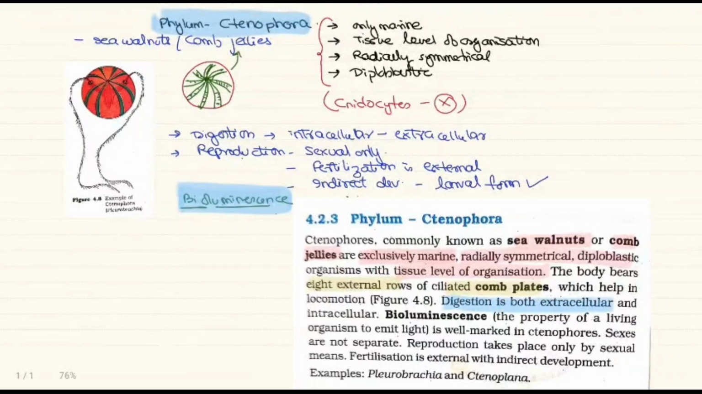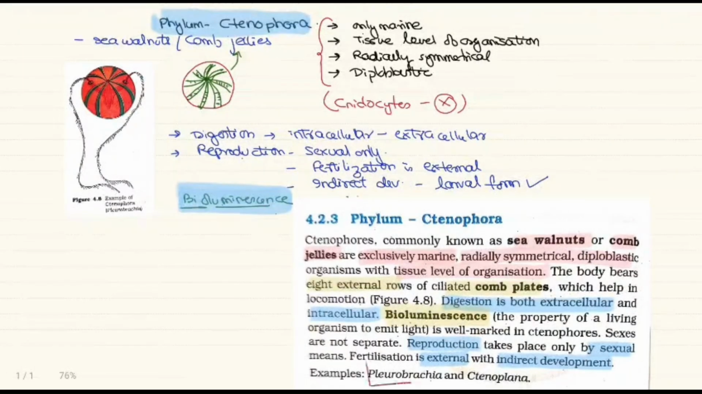Digestion, same as Cnidaria, both extracellular and intracellular. Reproduction is only sexual. External fertilization, larva is present, so called as indirect development. What is special property? The bioluminescence, production of light from the body is a special property. So hope you have revised the textbook also for this one. Let's go for the examples.